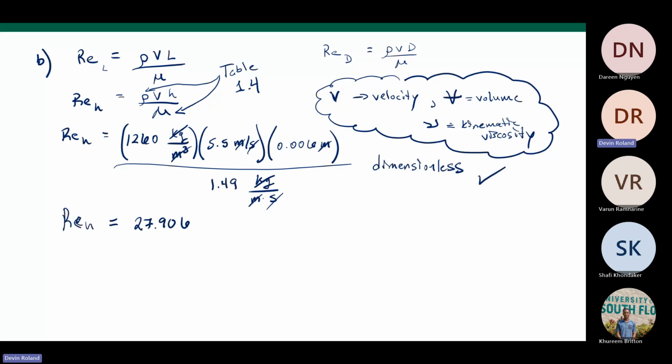As a reference, if you're getting Reynolds numbers in the thousands, that's indicative of turbulent flow. So the higher the Reynolds number, the more chaotic your fluid motion is. And so 27 is a pretty low Reynolds number, which means that you have laminar flow. Since the problem stated that it was laminar, that's just a good check.